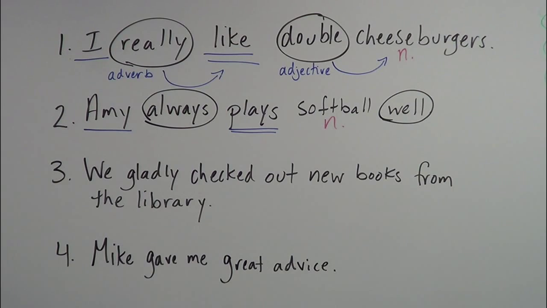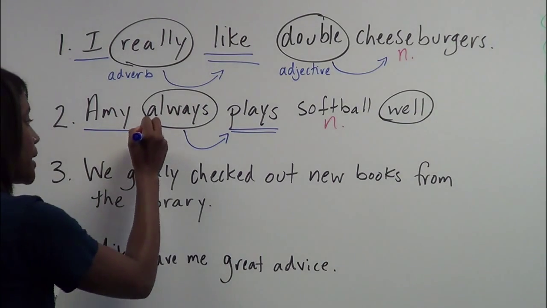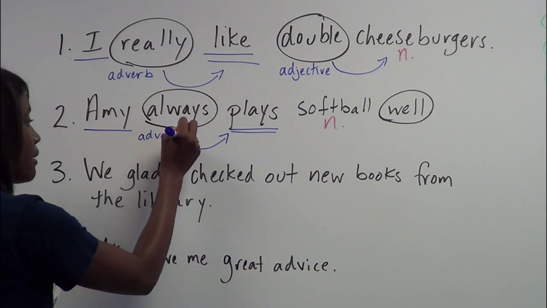Always. Amy always plays softball well. Always is modifying the verb plays. And because it's modifying a verb, it is an adverb.